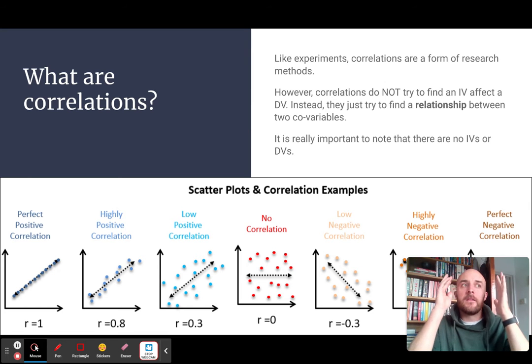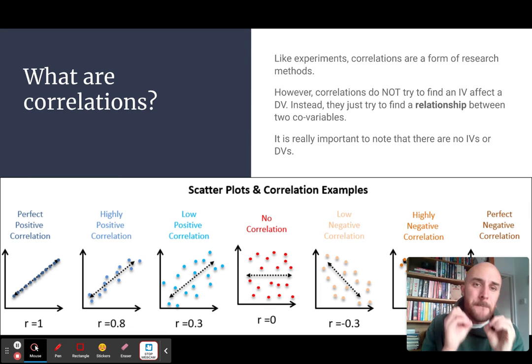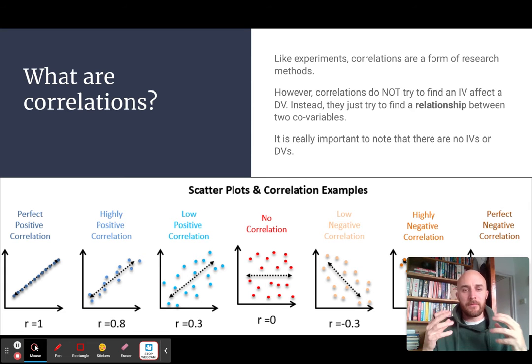A crucial thing to write down, by the way, is that correlations do not have IVs and they do not have DVs, because they're not trying to find an IV affecting the DV. Correlations are merely just trying to find a relationship between two variables. And what we mean by that is that they're not trying to find one thing affecting the other.